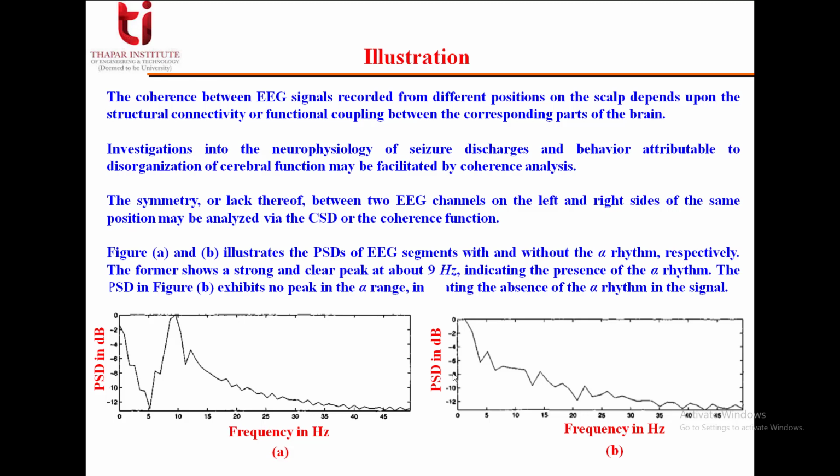Now you can see these two figures. Figures A and B both illustrate the power spectral densities of EEG segments with and without the alpha rhythm. The first one shows a strong and clear peak at around 9 Hz, indicating the presence of alpha rhythm. And if you see figure B, there is no peak in the alpha range. So we can say there is an absence of alpha rhythm in the signal.